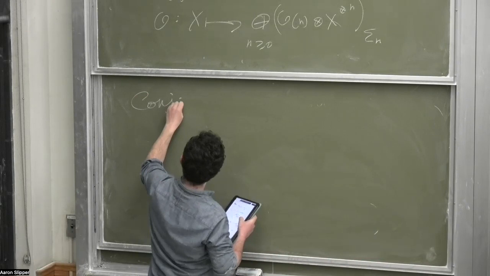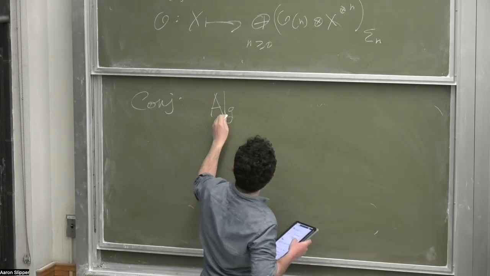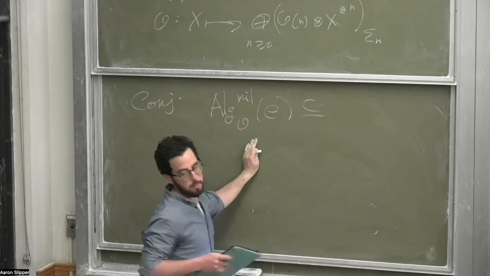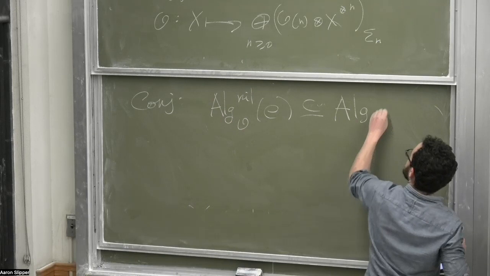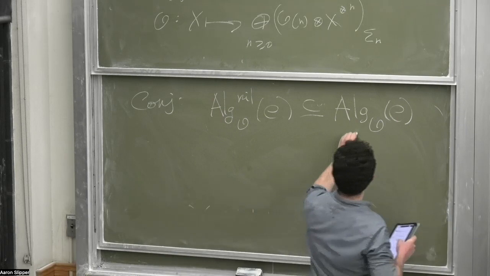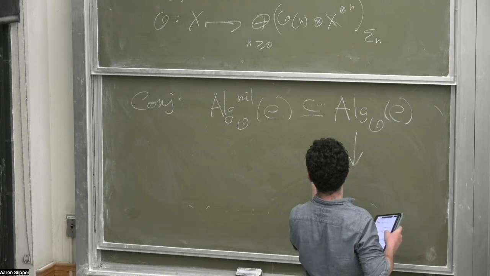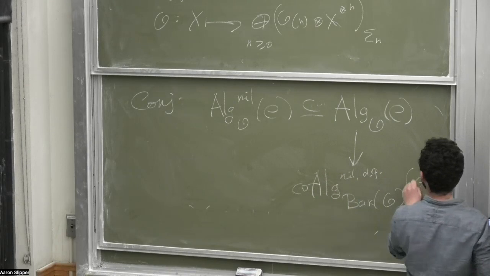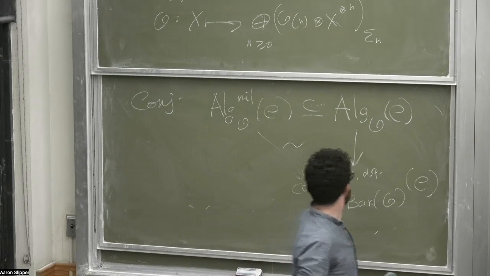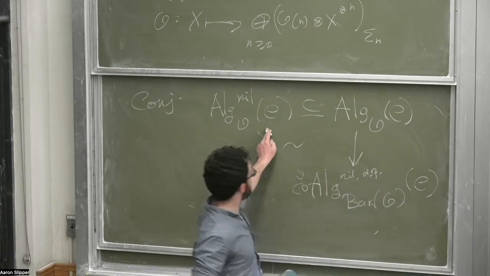So, inside all algebras of O in C, we have nilpotent algebras. A nilpotent algebra is basically one where, for high enough n, all n-ary operations will be trivial, no homotopic. And the statement is that the composition, so here we have a map to properly give co-algebras over bar of O, is an equivalence. It is proven in the case.